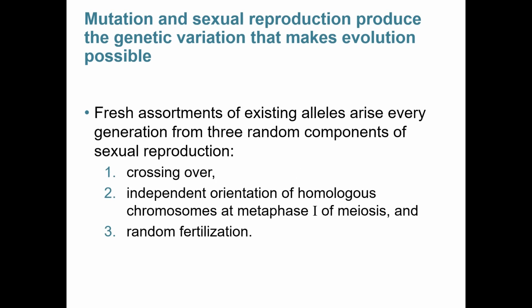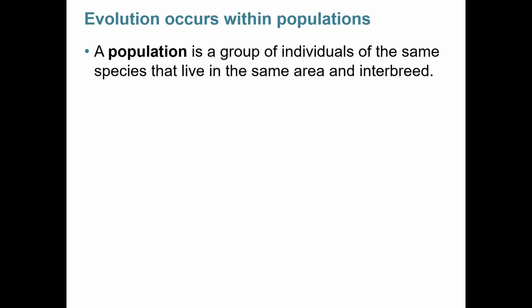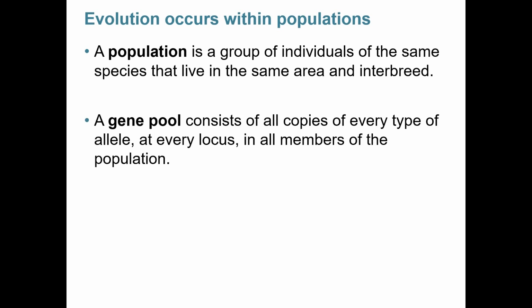We can have things like crossing over, mix the alleles around. We can rely on independent orientation of homologous chromosomes in metaphase 1. And of course, we can also look to random fertilization. All of these things are going to work together to create the variation that we see within a population. So what is a population? A population is a group of individuals of the same species that live in the same area and can interbreed. When we talk about populations, we also sometimes talk about this idea of the gene pool.